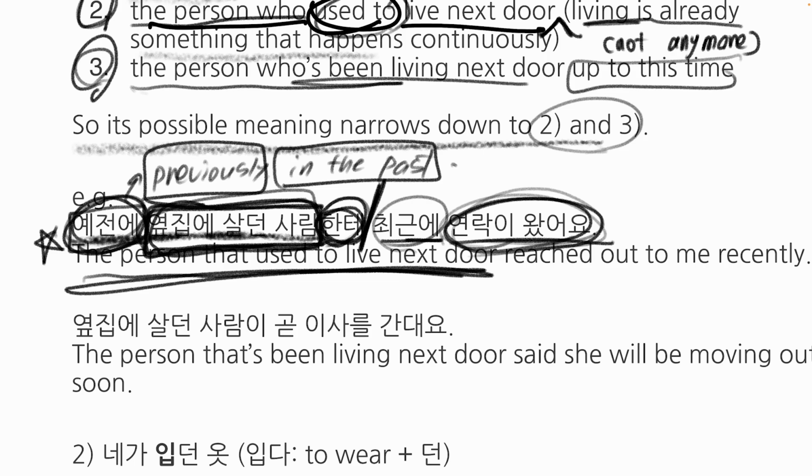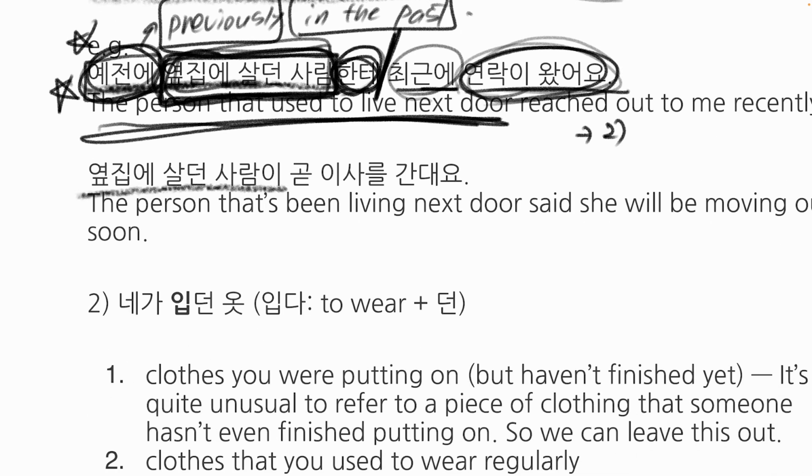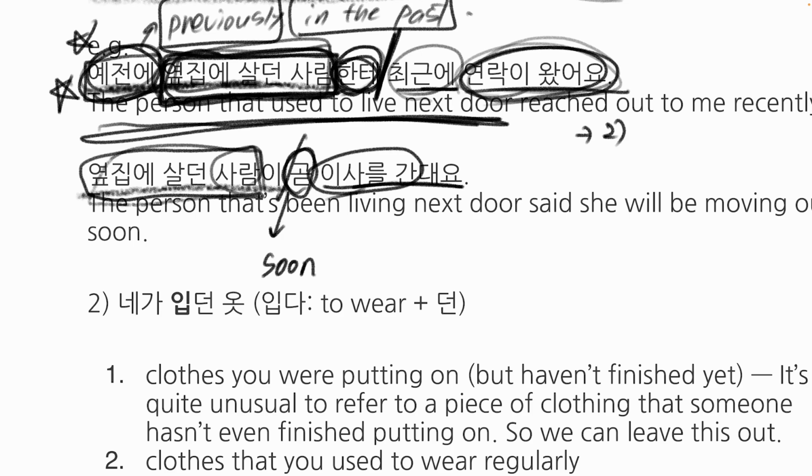Because 예전에 clearly states that this is what happened in the past, right? So this would mean number 2. And 옆집에 살던 사람이 곧 이사를 간대요. 곧 means soon. 이사 가다 means to move out. And quotation, contraction grammar, I hear, or someone said. So I hear that person is moving out soon.